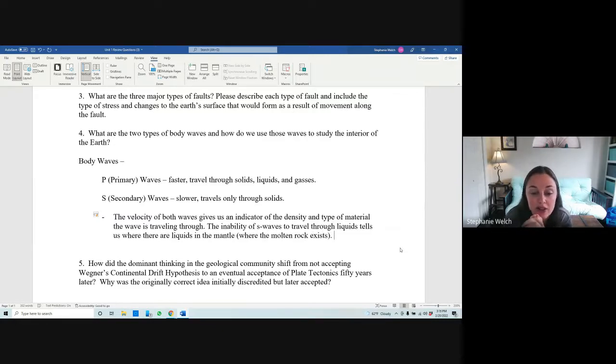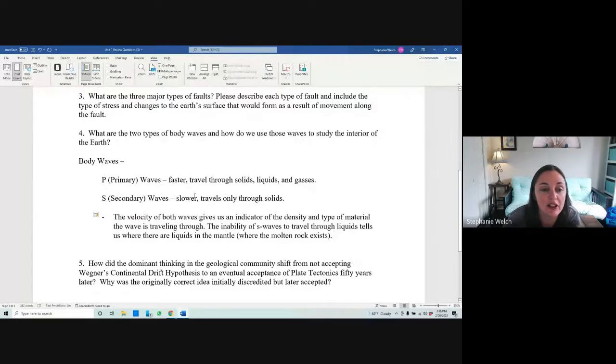The last part of this is the inability of S waves to travel through the outer core. So once they go through the mantle and they've reached the outer core, we know the outer core is in a liquid state because S waves can't travel through the outer core. And this results in a big sort of shadow in the surface expression of these waves after they travel through the interior of the Earth and come out the other side on Earth.